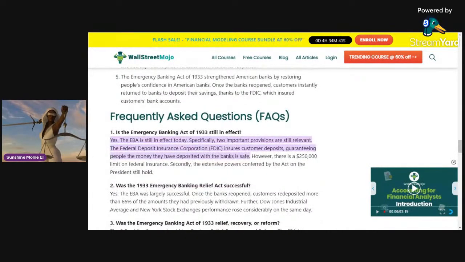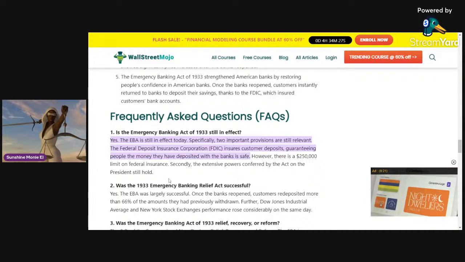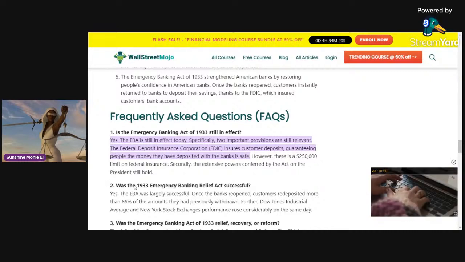The EBA is still in effect today. Specifically, two important provisions are still relevant. The Federal Deposit Insurance ensures customers' deposits, guaranteeing people the money that they have deposited in banks. However, there is a $250,000 limit on federal insurance. Secondly, the extensive powers conferred by the Act on the President still hold, exactly, because this is a bank.